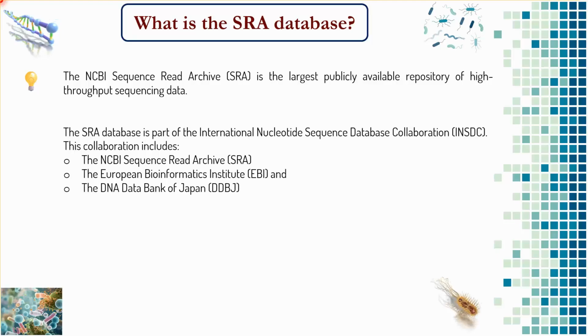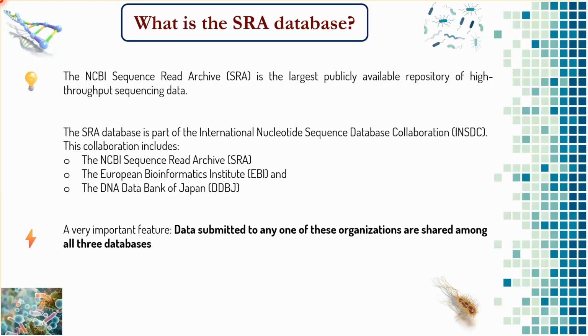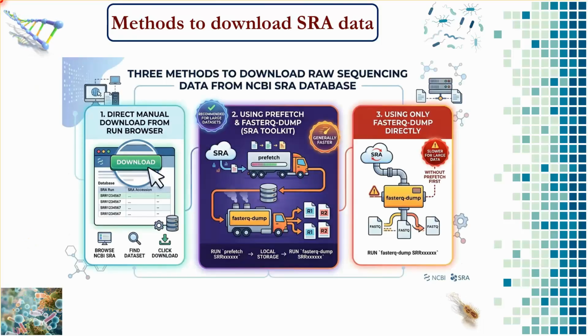The SRA database is a part of the International Nucleotide Sequence Database Collaboration or INSDC. This collaboration includes the NCBI Sequence Read Archive or SRA, the European Bioinformatics Institute or EBI, and the DNA Data Bank of Japan or DDBJ. A very important feature of this collaboration is that data submitted to any of these organizations are shared among all three databases. Let's see methods to download SRA data.